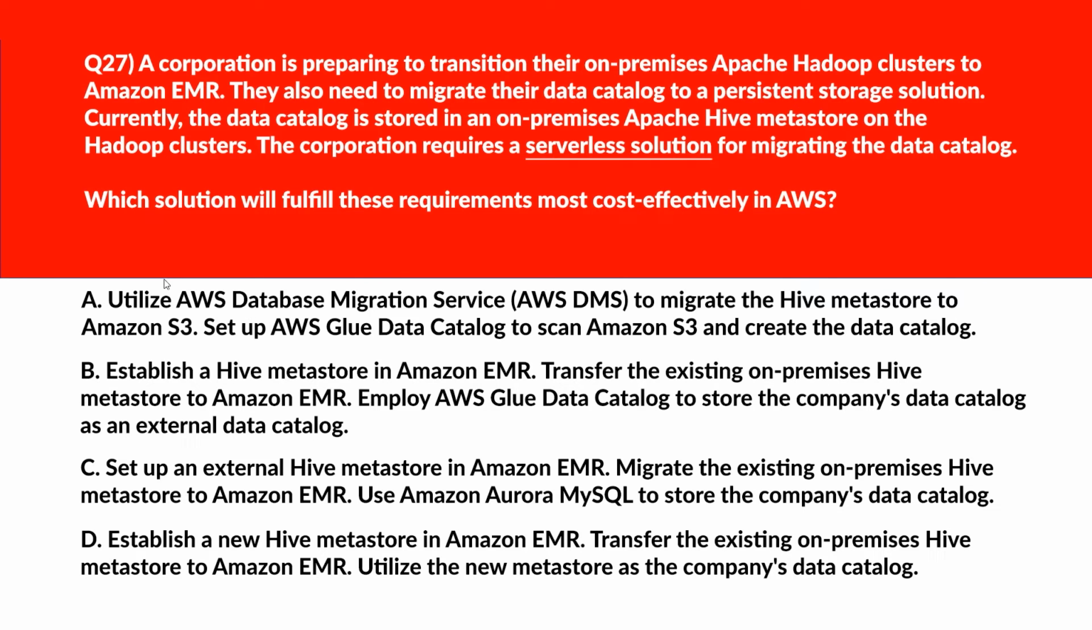A says, if we look at option A, this option is most cost effective as it leverages AWS Data Migration Service to migrate the Hive metastore to Amazon S3 and AWS Glue to scan and produce the data catalog, which aligns with the requirement of a serverless solution. We'll park this. Let's move to B.